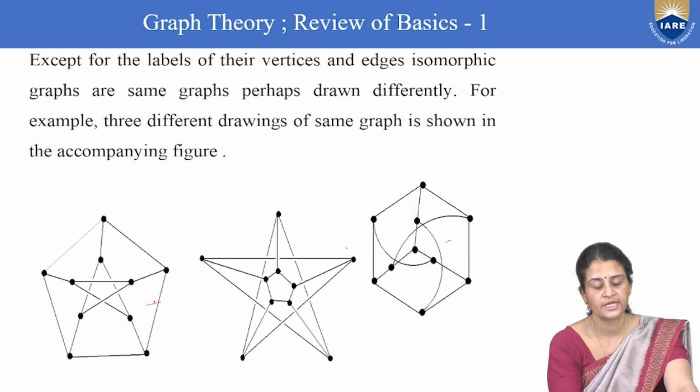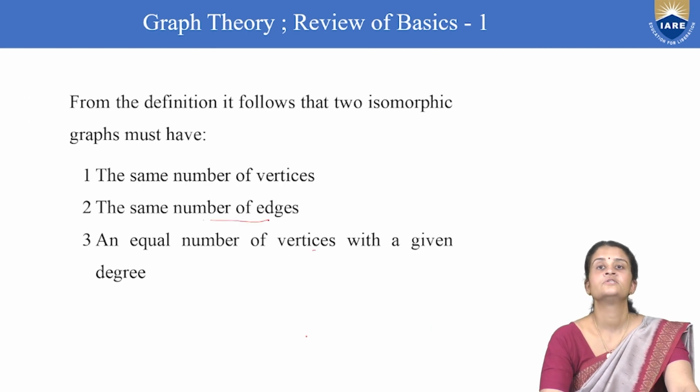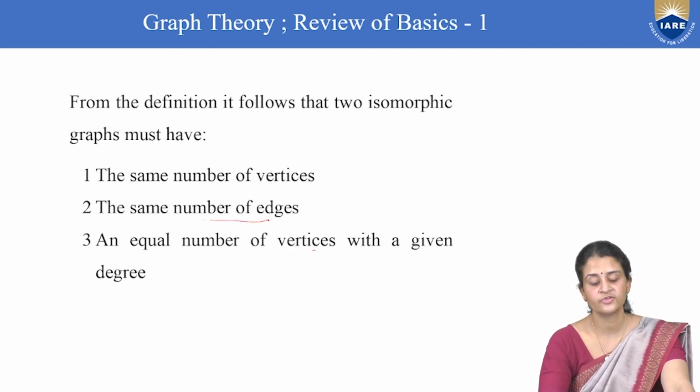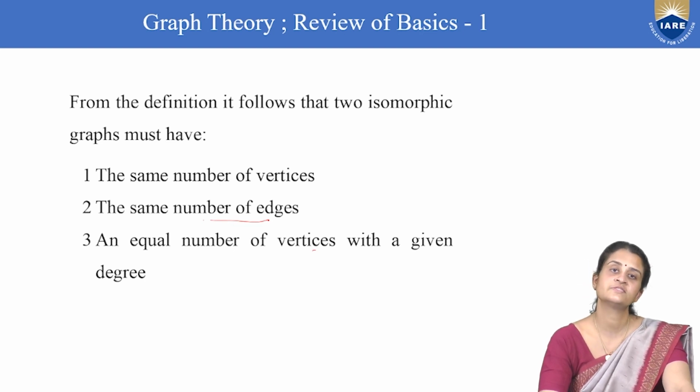10 vertices of degree 3 here. Here also 10 vertices of degree 3. Here also 10 vertices of degree 3. Okay. Any confusion in it? No. So the same thing follows from the definition: the same number of vertices, the same number of edges and an equal number of vertices with a given degree.